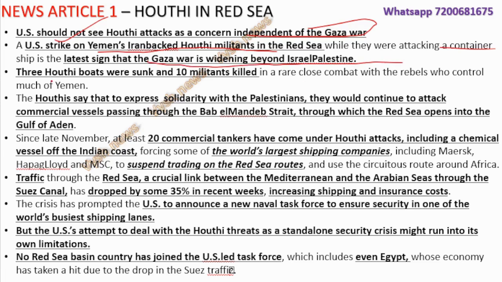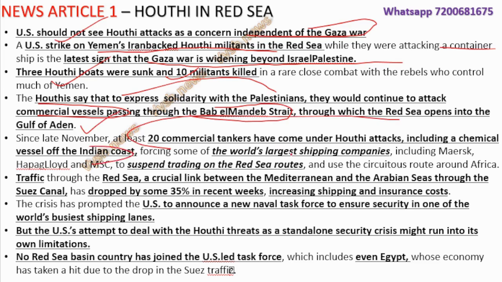Okay, so 3 Houthi boats were sunk, 10 militants were killed, and Houthis are expressing their solidarity with Palestine, and they will continue to attack commercial vessels and attack everything which goes through the Bab el-Mandab Strait, through which the Red Sea opens to the Gulf of Aden. So now 20 commercial tankers have come under their control. Even chemical vessels off the Indian coast have been coming under their control.